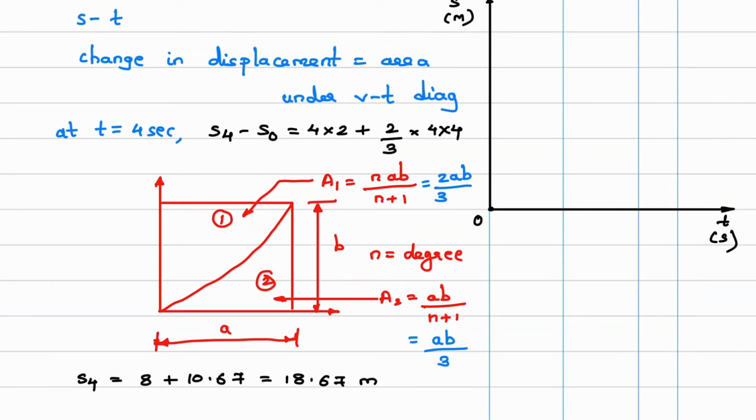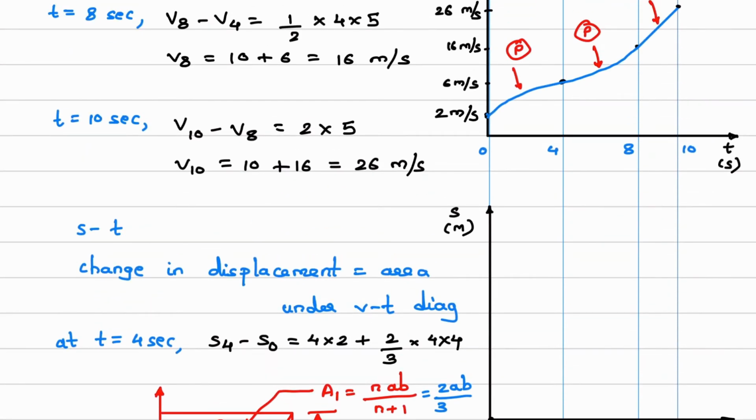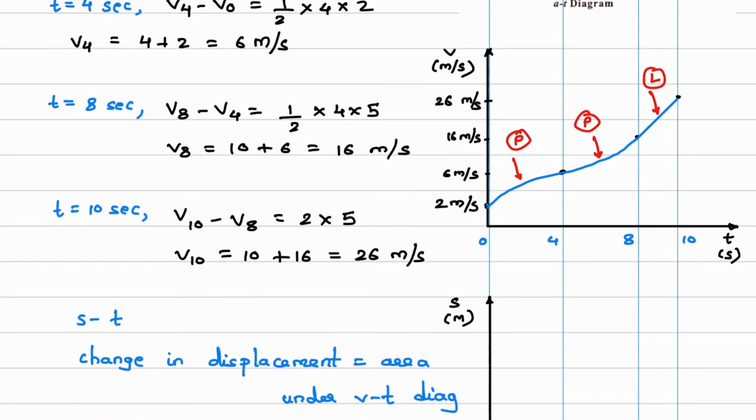Now we'll mark that point somewhere, it will be over here. Now observe this. What is velocity? Velocity is ds by dt, the slope of the s-t diagram. Now velocity is increasing over here, so the slope should increase. Velocity magnitude is positive, so the slope should increase in the positive direction. So the curve will be like this.